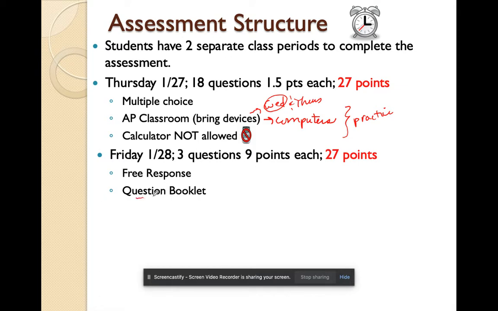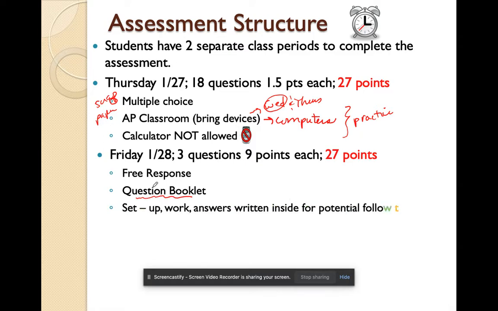You're going to have a question booklet. When you're doing the multiple choice, work doesn't count. We will give you scrap paper, but we'll collect the scrap paper and recycle it. No work on your scrap paper is going to be graded. But on Friday, when we give you a question booklet, you want to do all your work in there because you want to show your setup, your work, and answers so that you get credit. And if you make a mistake, you get some potential follow-through points.